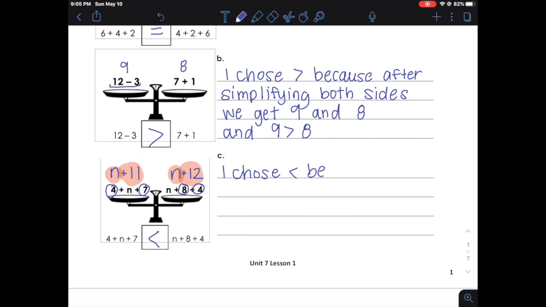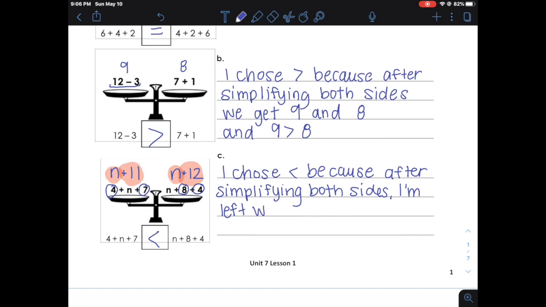So I chose the less than because after simplifying both sides, I'm left with n plus 11 and n plus 12. They both have n, and 11 is less than 12. So that's why we chose the less than symbol.